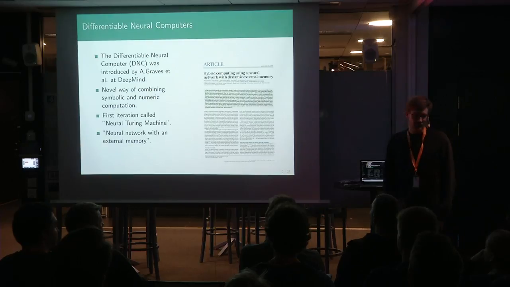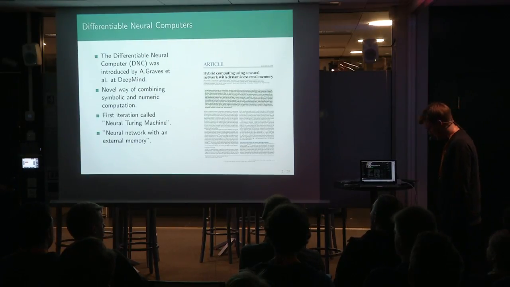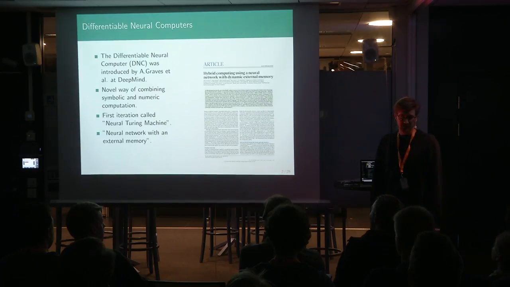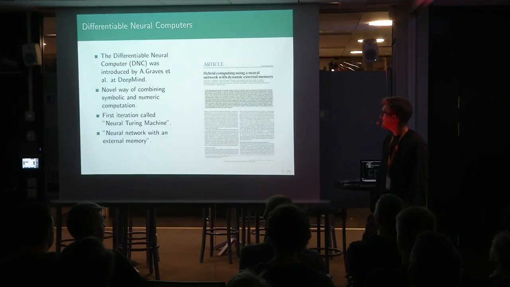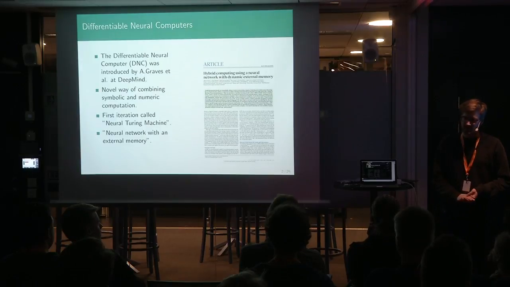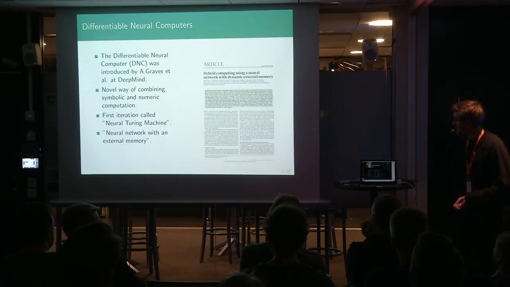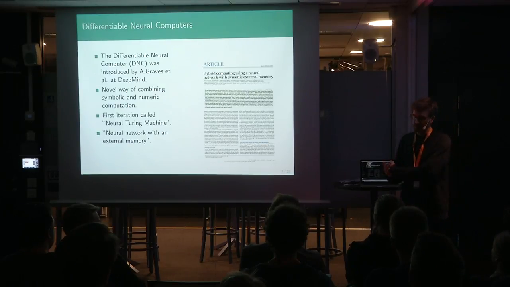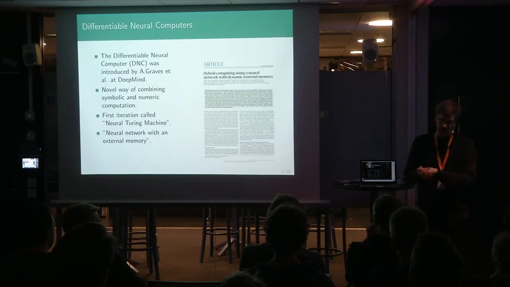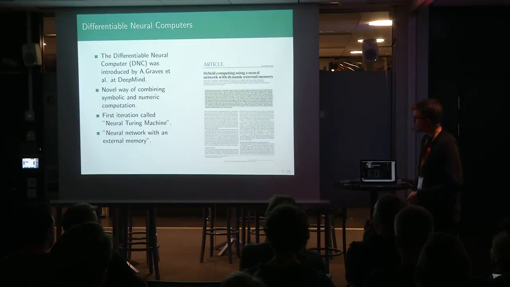Yes, so I will talk about differentiable neural computers, DNCs, and they were introduced by Alex Graves and others at DeepMind in this paper. And it's a novel way of combining symbolic and numeric computations. So by symbolic computation, I mean algorithms operating on variables or data structures or mathematical expressions that are independent of the values of those things.